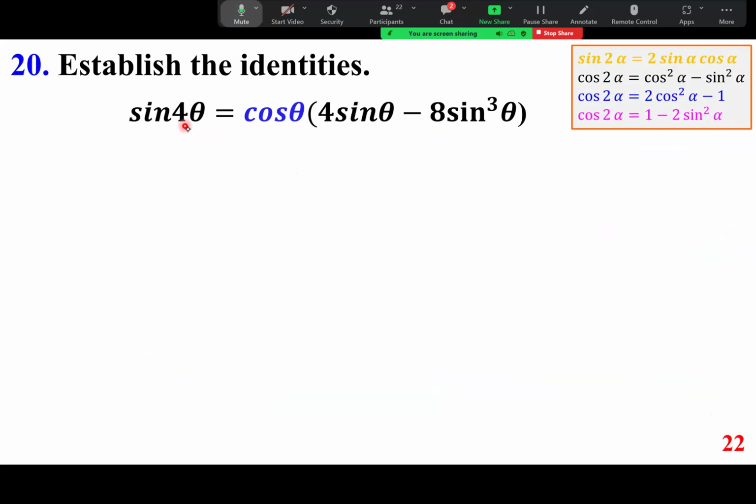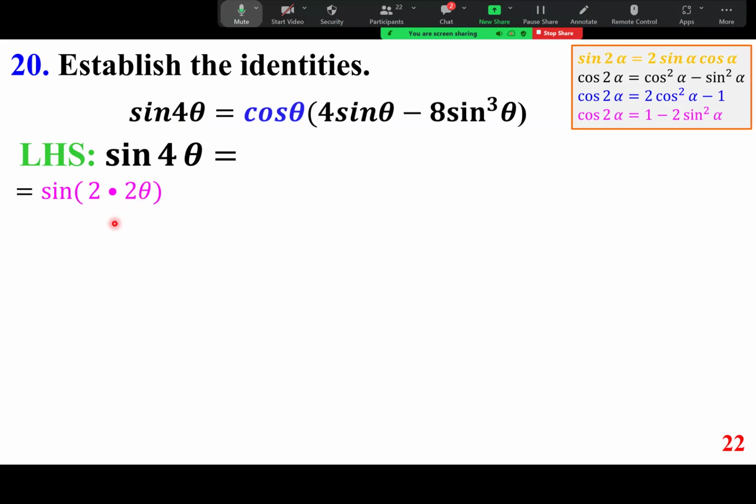Establish the identity sine of 4 theta is cosine theta times 4 sine theta minus 8 sine cubed theta. It's an interesting question. I want to actually look at it both ways, starting from the left and then starting from the right, just for the sake of argument, so you've been exposed to that. So the left-hand side, sine of 4 theta is sine of 2 times 2 theta. That's the approach we're going to take.